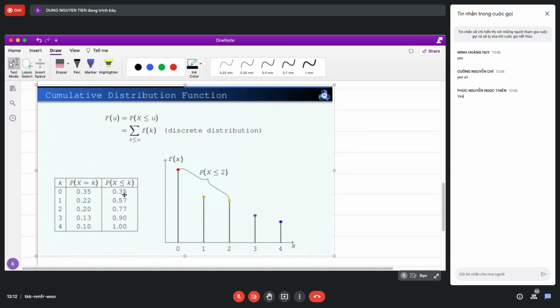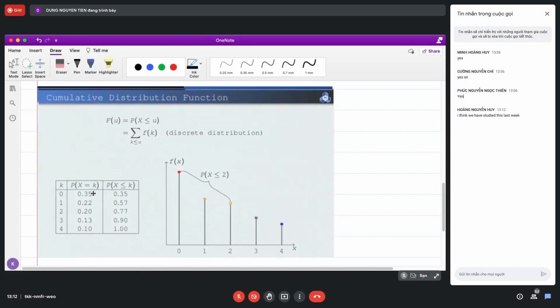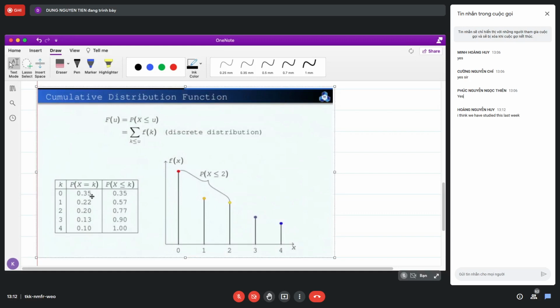So 0.35 is the probability that x is less than or equal to 0. 0.57 is the probability that x is less than or equal to 1, which is the sum of the probability that x is 0 and the probability that x equals 1. And then for the value 0.77, you get the sum of the three numbers 0.35, 0.22, 0.20. 0.90 is the sum of the probability that x equals 0, 1, 2, 3. Okay, and finally the sum of all the 5 values gives you 1.